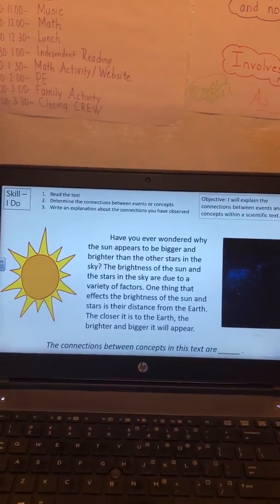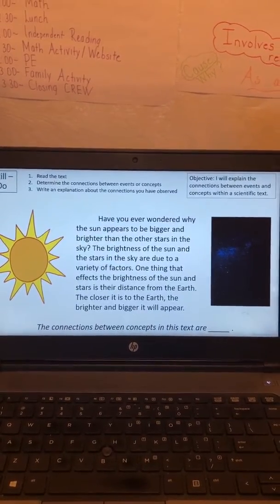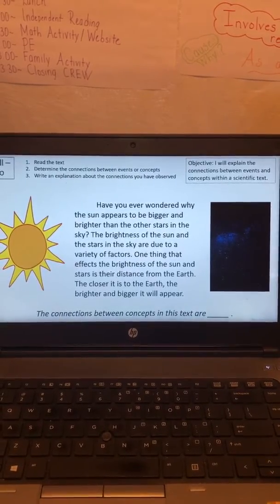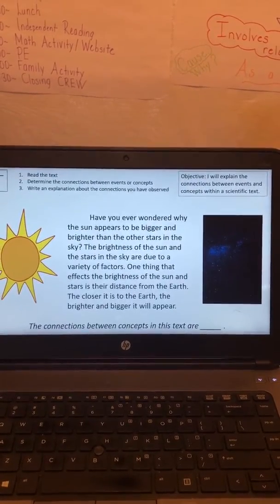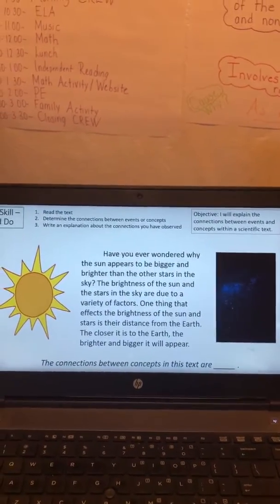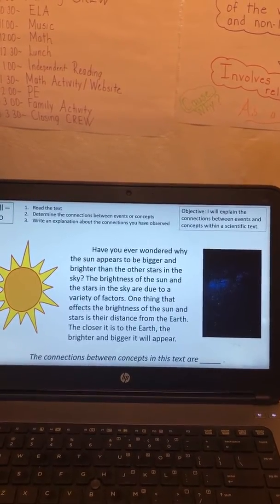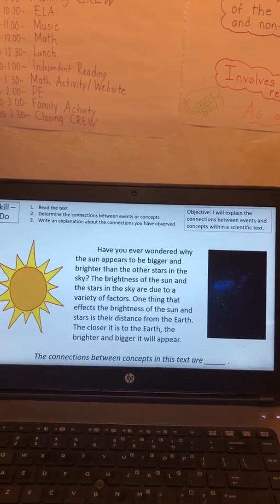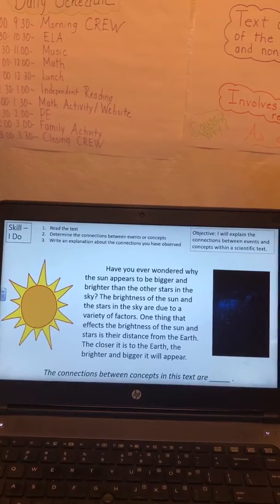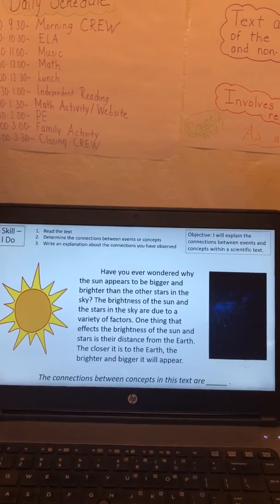All right, have you ever wondered why the sun appears to be bigger and brighter than the other stars in the sky? The brightness of the sun and the stars in the sky are due to a variety of factors. One thing that affects the brightness of the sun and stars is their distance from the earth. The closer it is to the earth, the brighter and bigger it will appear. Okay, so the connections between concepts in this text are, so you should be thinking right now how the brightness of the sun is affected, okay, by different factors.